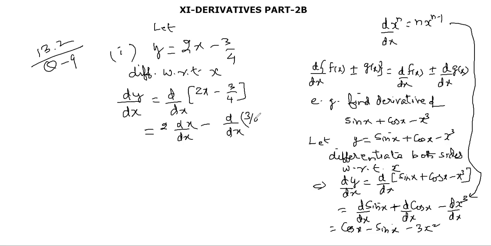What will be the differential of 3 by 4? It is 0. What will be the differential of x? It will be equal to 1. d by dx of x is 1 always. Why 1? Because x is x raised to power 1, so according to the formula, 1 into x raised to power 1 minus 1, that is 1 into x raised to power 0, and x raised to power 0 is also 1. So 1 into 1 is 1. So just remember d by dx of x is 1 always. So the answer is 2. Okay.